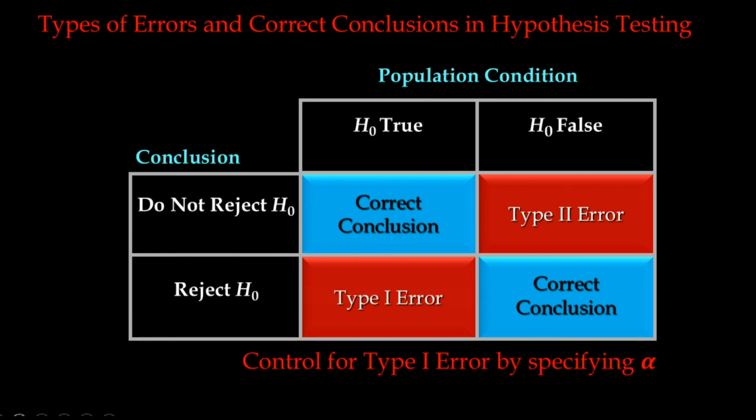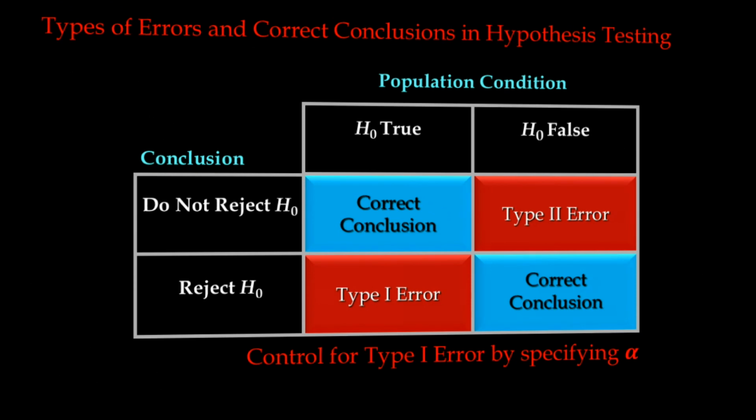When we are conducting research, we specify our level of significance, which is alpha, so we are controlling for the probability of making a type 1 error. We do not control for a type 2 error, and that is the reason why we never say accept the null hypothesis, but instead we say do not reject the null hypothesis. Controlling for a type 2 error can be done, but it is not common.